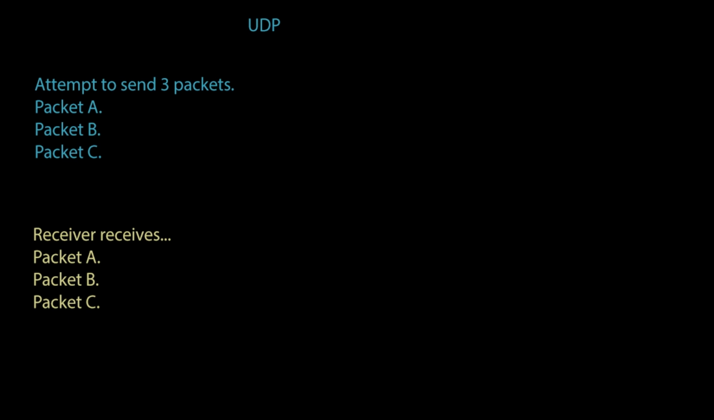Let's look at a few examples of what we might expect with UDP. So let's say that you're attempting to send three packets, packet A, packet B, and packet C, in that order. The best case scenario is that the receiver receives packet A, packet B, and packet C in that same order, and there is no packet loss and no packet duplication, and it's all in the correct order. Another thing that could happen is that the packets get received out of order. For example, the receiver might receive packet A, and then packet C, and then packet B.